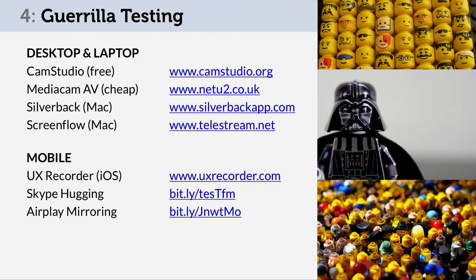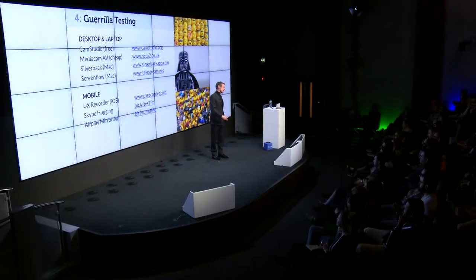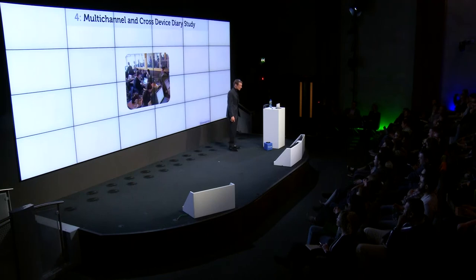So, mobile device usability in a lab. I use this one called UX Recorder. I take it out to bars and coffee shops. I bribe people with beer and coffee, and they give me user feedback. And we then take it back to the office, we tear it apart, we reiterate the product, and then we get back out to the pub again. It's brilliant. I love my job. It's the best excuse for drinking I've ever heard.